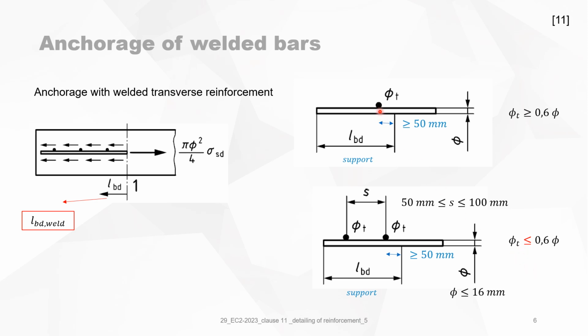When the diameter of the transfer reinforcement is smaller than 0.6 times the diameter of the bar, then we have different transfer reinforcements spaced at a distance between 50 and 100 millimeters, which is quite dense. A spacing of 50 millimeters, I would not recommend. This is quite ridiculous. Your concrete cannot go through it, because the minimum value is 40 millimeters. So this is very, very dense. So an S equals 100 is also dense. And then again, the first bar must be at least 50 millimeters from the edge.